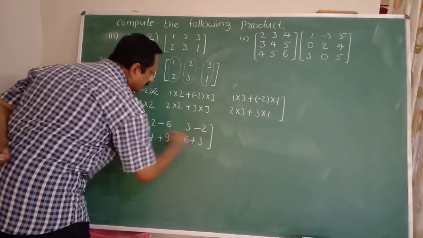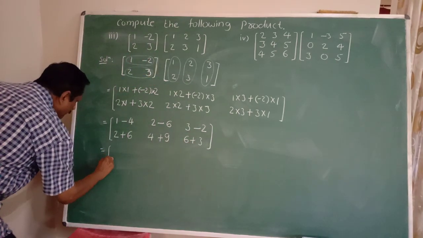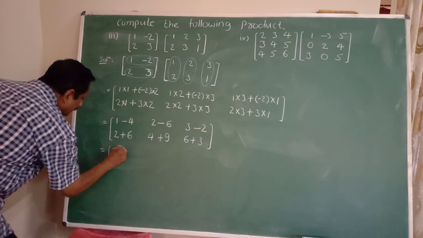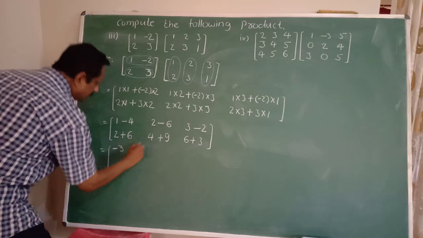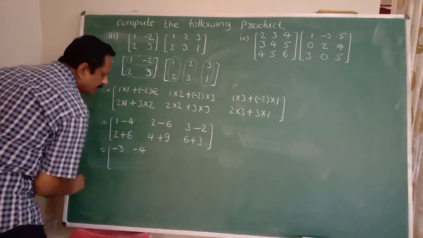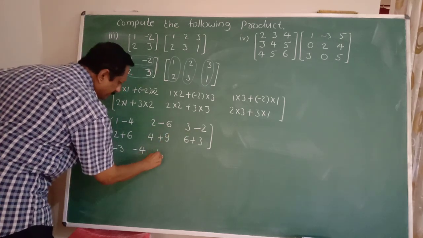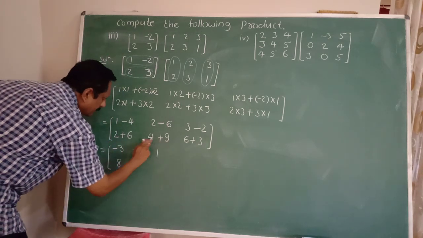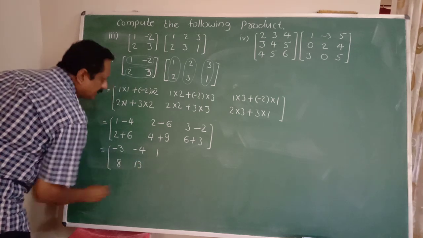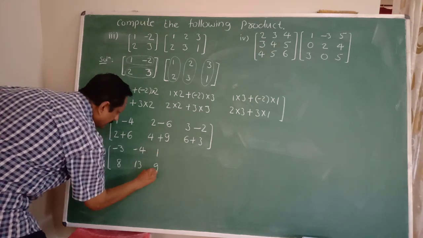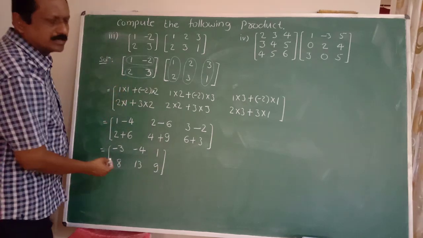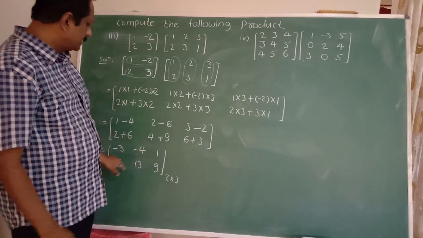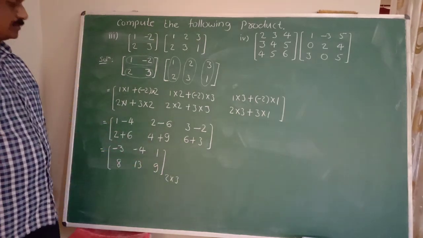Hence this is equal to: 1 minus 4 gives minus 3. 2 minus 6 is minus 4. 3 minus 2 is plus 1. 2 plus 6 is 8. 9 plus 4 is 13. 6 plus 3 is 9. So what is the order of this matrix? 2 into 3. After multiplication, you will get a matrix of order 2 into 3.